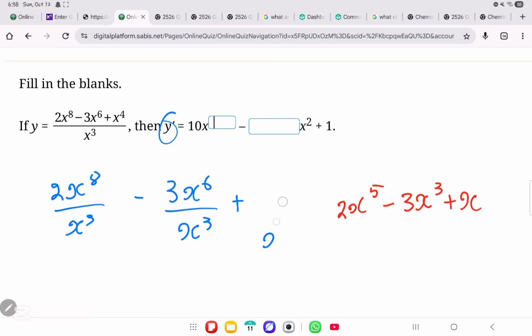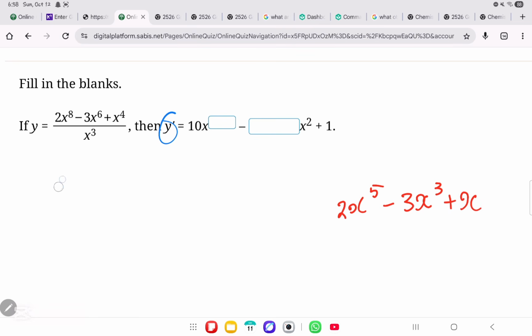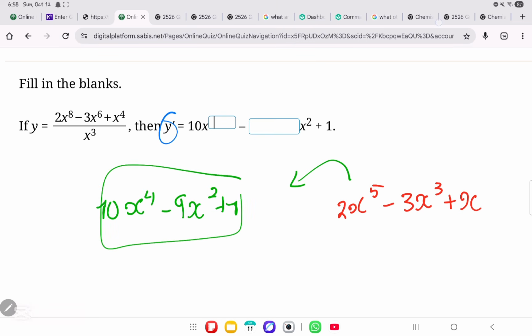Perfect. Now, what do we need to do? We need to take the derivative from what we have found over here. So let us take the derivative. Very simply, it will be what? It will be 10x^4 minus 9x squared plus 1. If you don't know how to do the derivative, I'm sure by now you're supposed to know. If it's ax to the power of n, how do we take the derivative of this? Very simply, it's gonna be a times n x to the power of n minus 1.